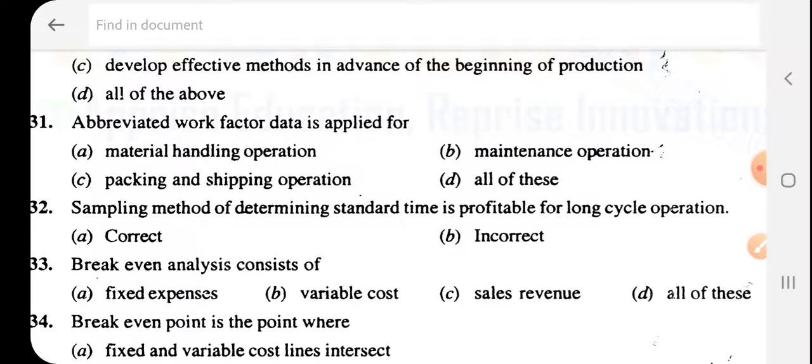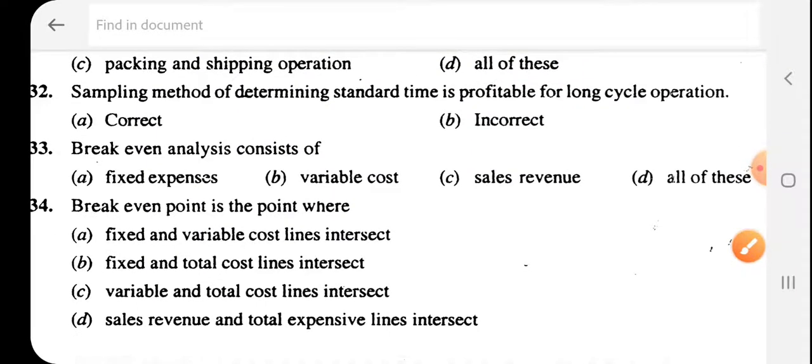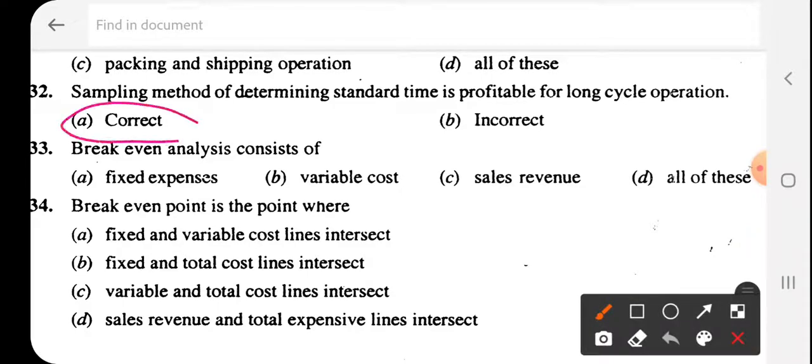Abbreviated work factor data is applied for all of the above. So 31 is D, that is material handling operation, maintenance operation, packing and shipping operation. Next, sampling method of determining the standard time is profitable for long cycle operation. For long cycle operation, that is the correct statement.